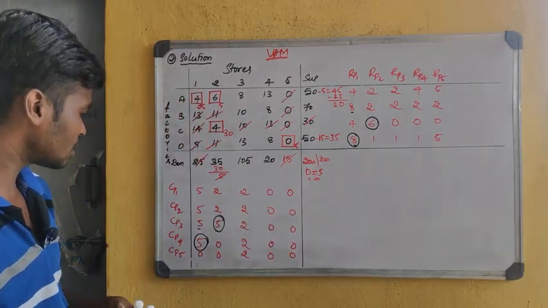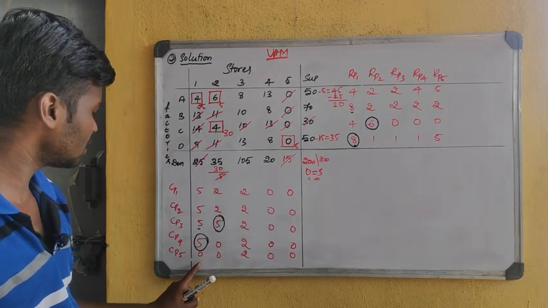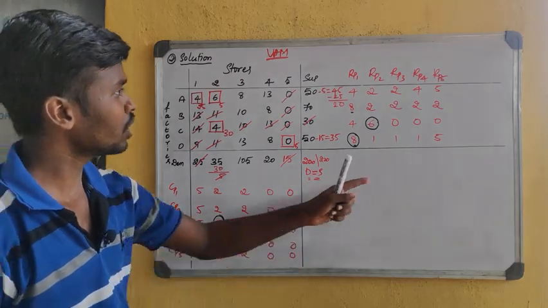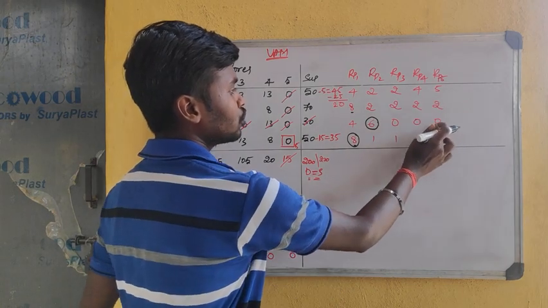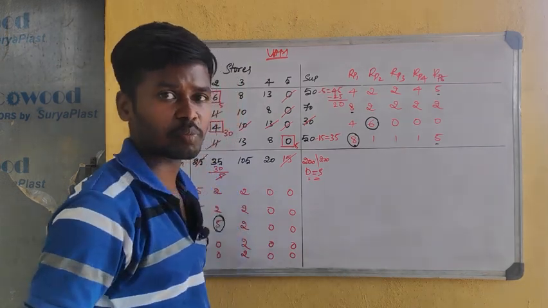Okay, now what is the next step? You have to select the highest penalty. See, in column penalty 0 0 2 0 0, in row penalties 5 2 0 5. So again you have the two alternatives 5 and 5. These are the highest penalty, right?